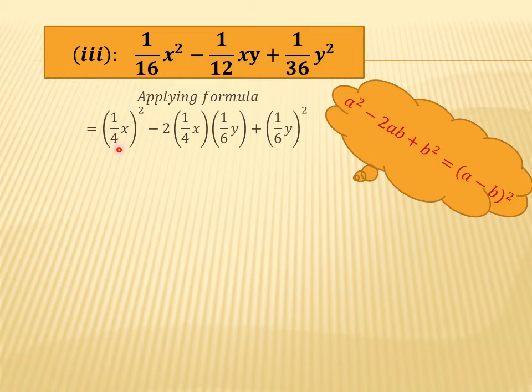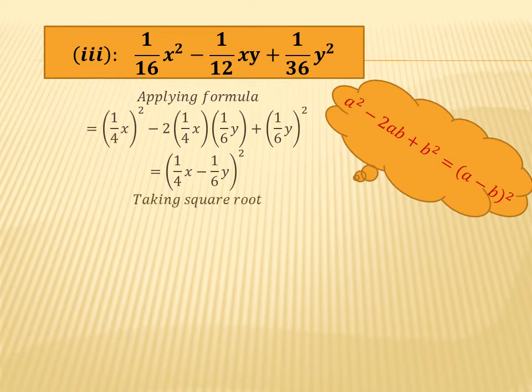What is written inside the first bracket? 1 over 4x. And what is written inside the last bracket? 1 over 6y. It means instead of a, I will write 1 over 4x, and instead of b, I will write 1 over 6y. So 2ab will be written as 2 into 1 over 4x and into 1 over 6y. Now we have to close the formula. As I told you, 1 over 4x is a and 1 over 6y is b. So a minus b will be 1 over 4x minus 1 over 6y whole square. The first part of the formula is done here, which was of factorization.